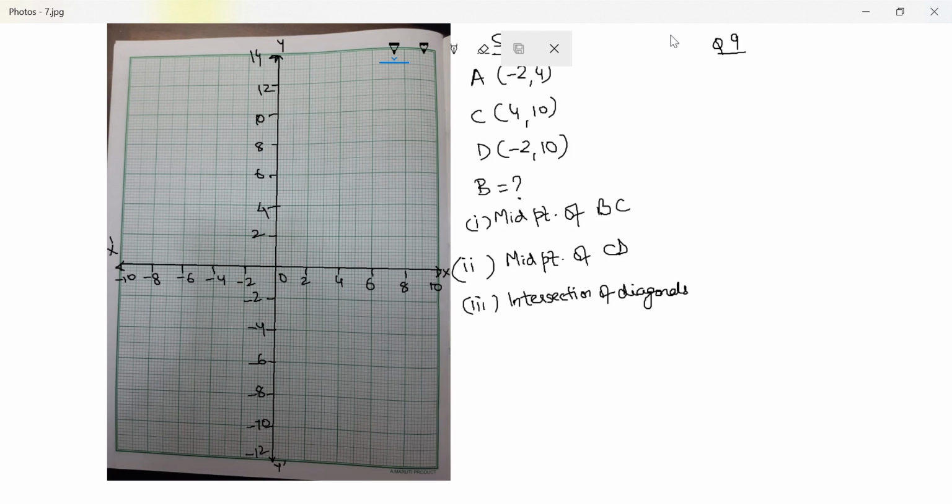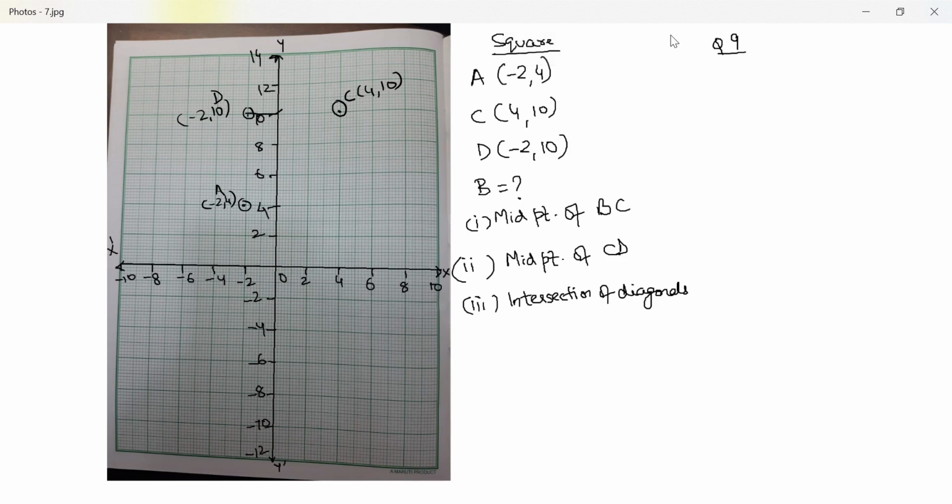So A is negative 2, 4. So I go negative 2 here and 4 units up. So this is my point A, negative 2, 4. Next is C, which is 4, 10. So I go 4 here and 10 up here. So this is point C. Last is D, which is negative 2, 10. So negative 2 here and 10 here. So this is D, negative 2, 10.